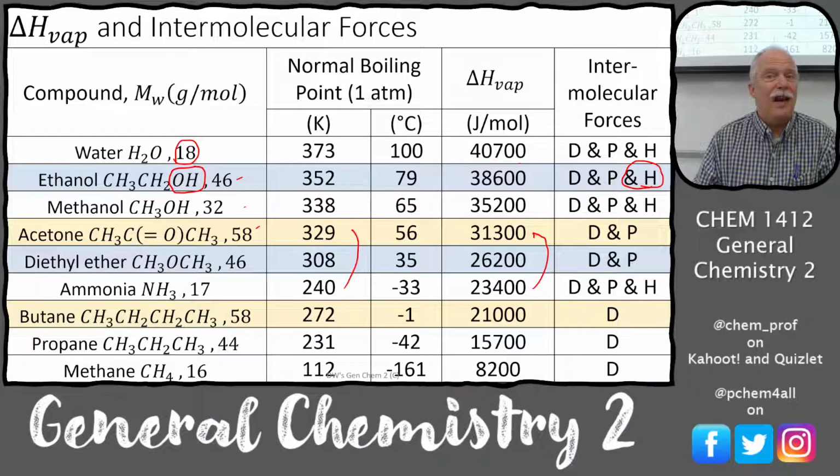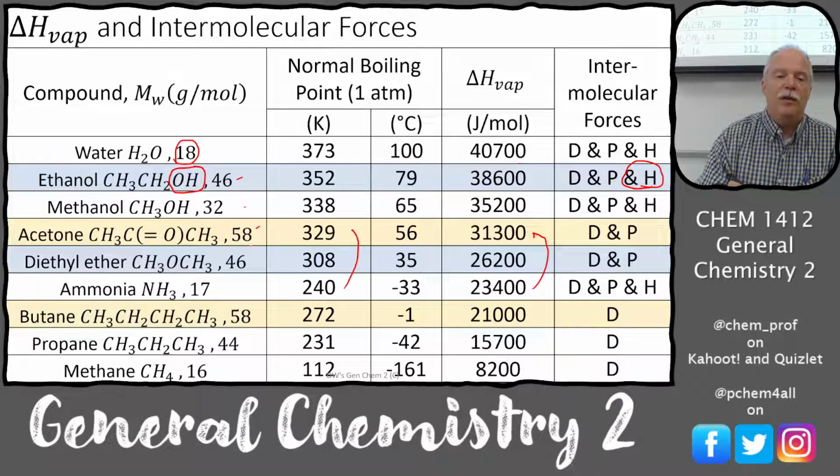They're not as strong, and I'm concluding that from this table, because you look at ammonia, it has 3 NHs. It should be a really strong hydrogen bonder, but it doesn't. It's a little bit more than half of the delta H of vaporization of water, and they're not that different in terms of their masses.